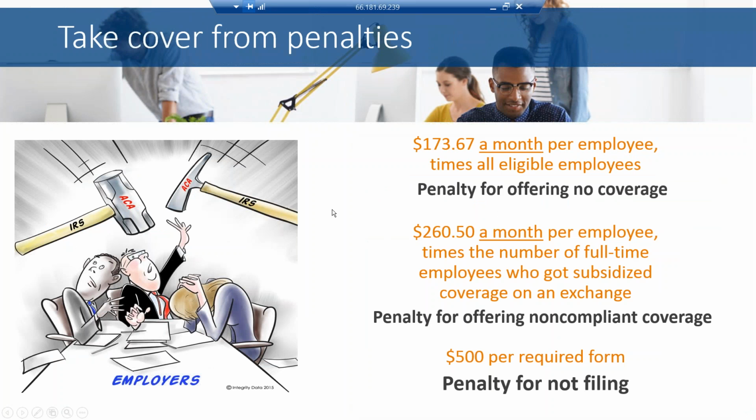Now, if you are an organization that is required to participate under the Affordable Care Act, there are penalties for not participating. Here are a couple pieces of information you may want to know. First of all, it's $173.67 a month per employee times all eligible employees, and that's your penalty for offering no coverage. These guidelines are cast in stone at this point. It's $260.50 a month per employee times the number of full-time employees who got subsidized coverage on an exchange. So if employees went out and got subsidized coverage on the exchange, that's a penalty for offering non-compliant coverage. And there's a $500 per required form penalty for not filing.